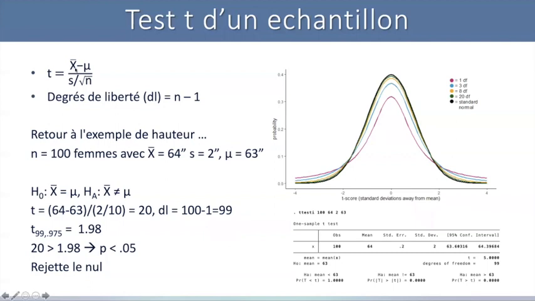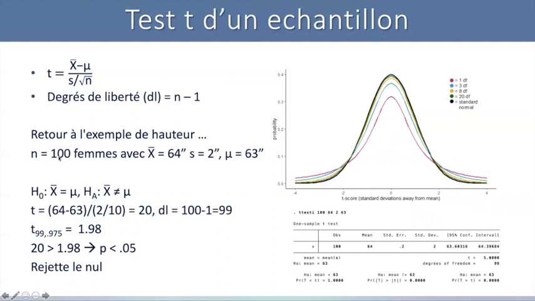X bar, the X with the line over it, is the sample mean. Mu is the population mean, or the value I'm comparing to. S is the sample standard deviation, and N is the number of participants in my study. The degrees of freedom is N minus 1, or the number of values in my data set minus 1. So let's go back to our height example.